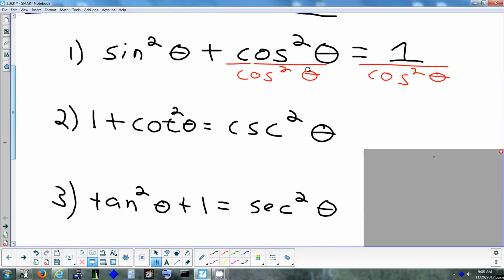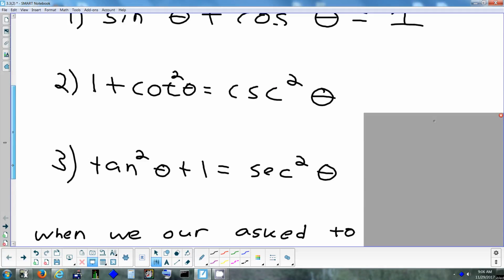Okay, and those are the 3 Pythagorean identities. So really, if you can only remember the first one, you can always figure out the other 2 from the first one. Any questions on those? And those identities pretty much work with those powers. You can't change the 2's to 3's. You can't say sine cubed plus cosine cubed equals 1. No, that doesn't work. You can only do it with those powers.